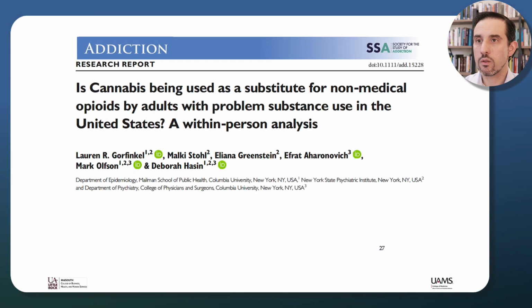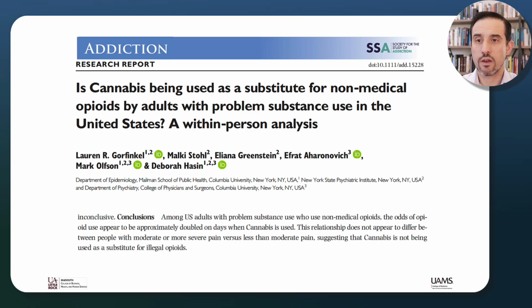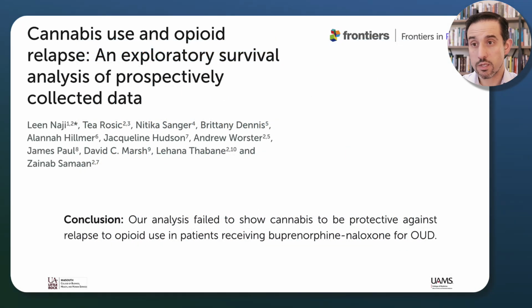Here's another one looking at that. Can it be a substitute for non-medical opioid use? This one found something very similar, and actually the odds of opioid use appeared to be doubled on days where cannabis was used. Here's another study looking at the same thing where it was not protective in any way. So I just wanted to touch on that briefly, that this is not anywhere close to an evidence-based strategy for getting off of opioids.